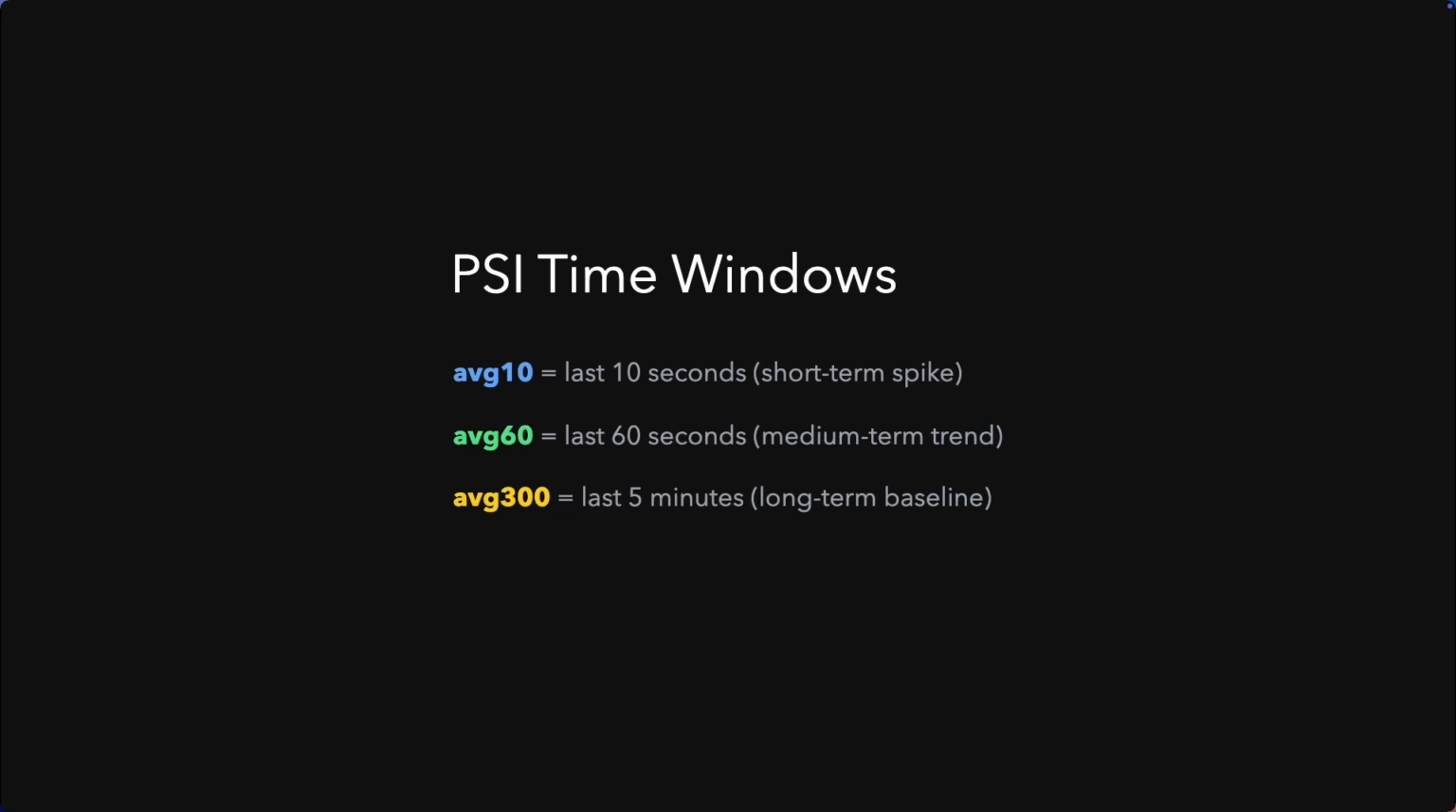AVG10 means average pressure over the last 10 seconds, a short-term spike. AVG60, average over 60 seconds, medium-term trend, and AVG300, average over 5 minutes, long-term baseline.